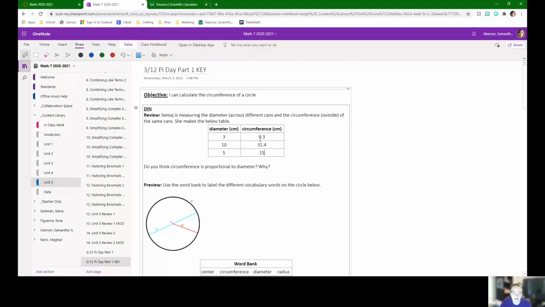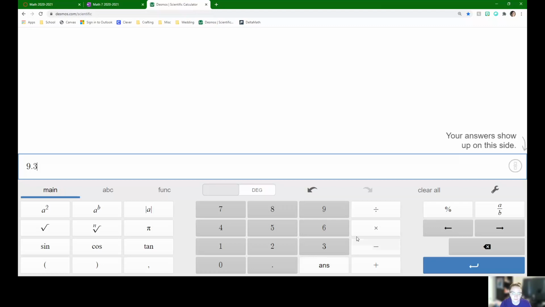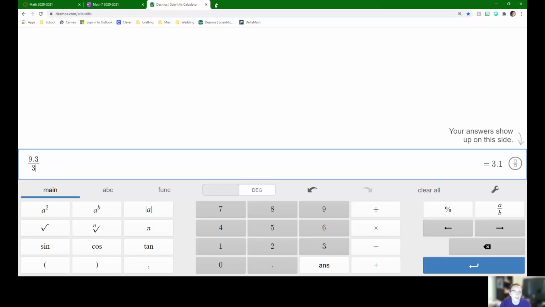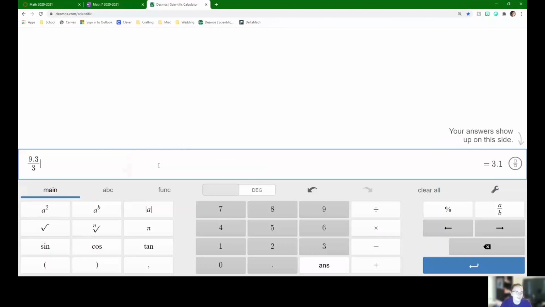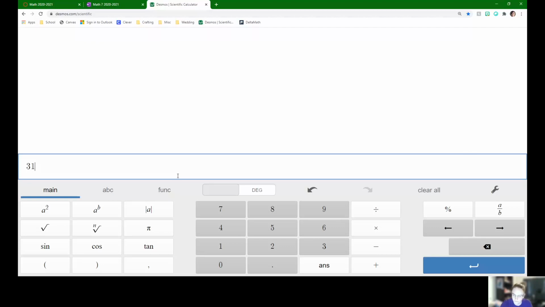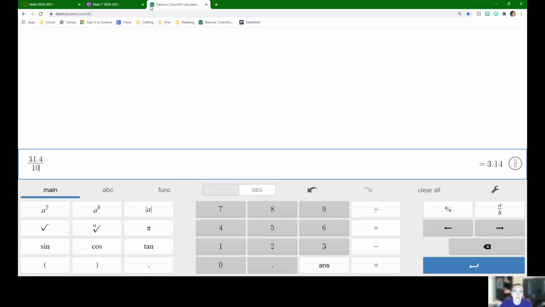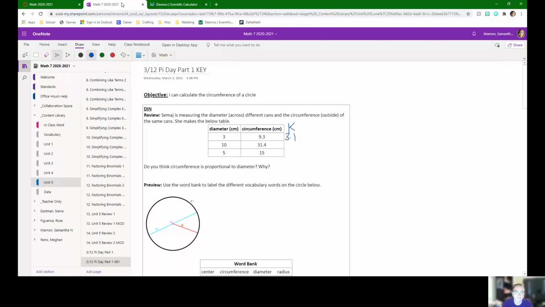Okay, so if you went through and did all these, we want to do y divided by x, so circumference divided by diameter. If we do 9.3 divided by 3, we get 3.1. So let's start filling in this table. Here's going to be my K, my unit rate. This one we got 3.1. Now we're going to do 31.4 divided by 10. And I get 3.14. These numbers are already kind of looking a little familiar. And then 15 divided by 5 we know is 3.